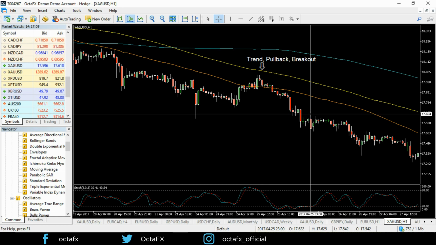Another thing you could do is scale out of a winning position. So you might take part of your position off after a 10 pip profit, another part of your trade off after 20 pips, another part after 30 pips, for example, is another good way of managing your position.